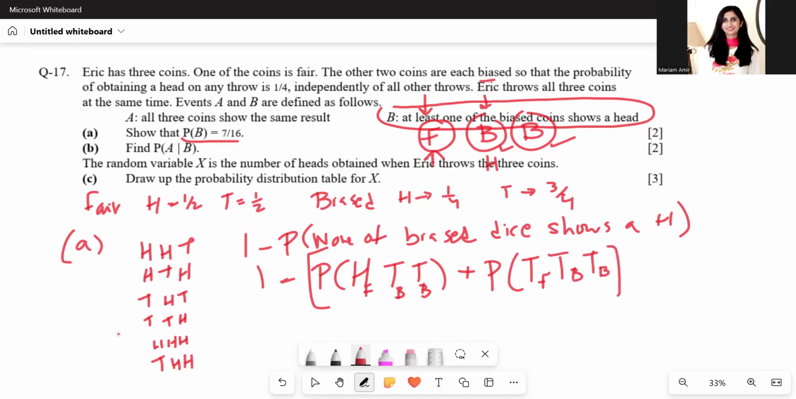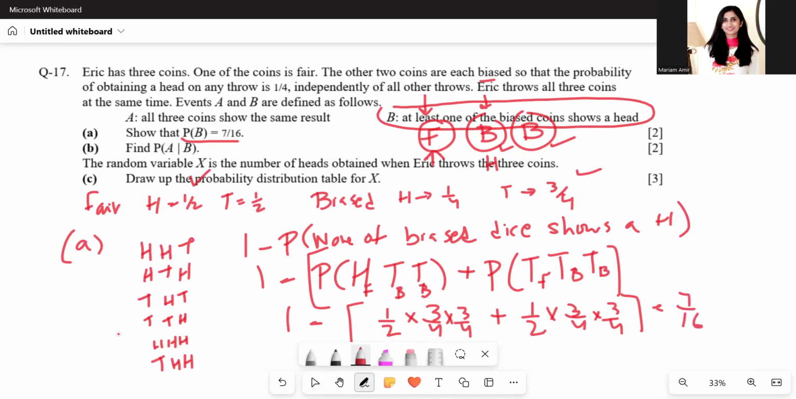Okay. Now we'll do 1 minus the probability of getting a head in a fair coin, which is half. The probability of getting a tail in a biased coin is 3 by 4. Then plus half, same thing, 3 by 4 into 3 by 4. Enter this in the calculator, you will get 7 by 16, and that is what we had to show.